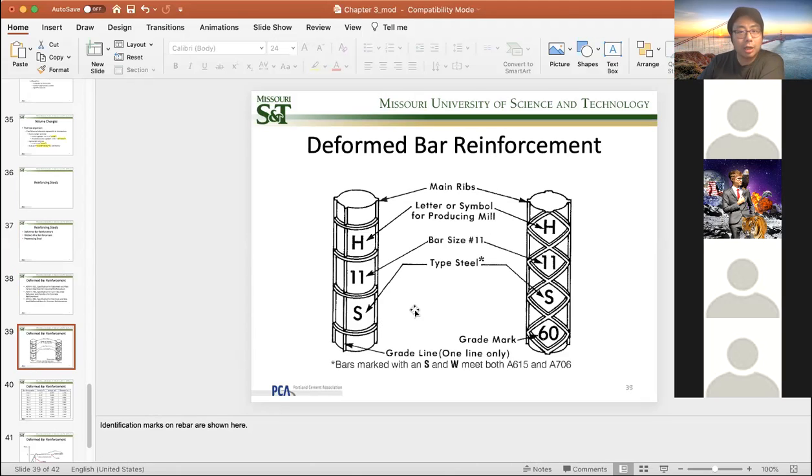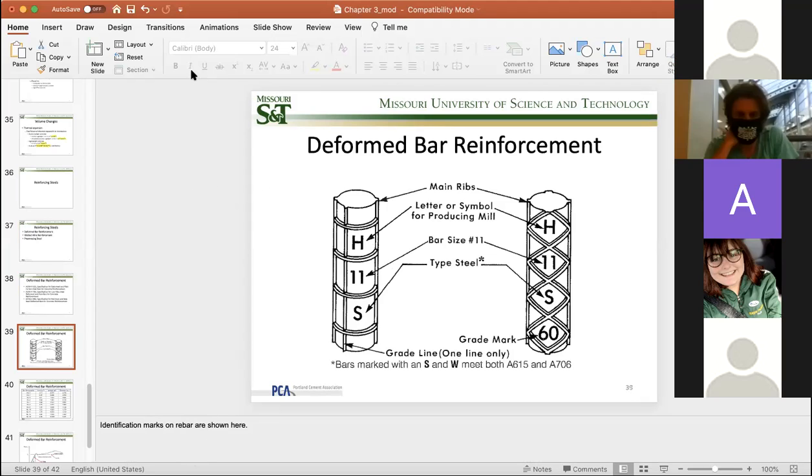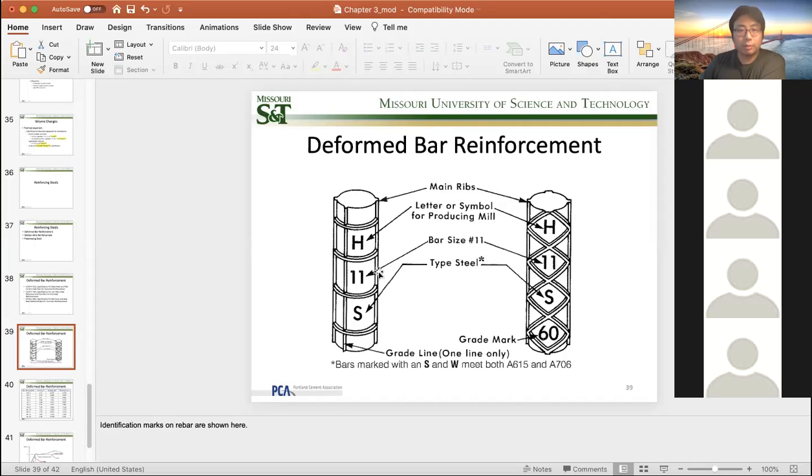But I want to talk about the reinforcement details, or these markings on the reinforcement. So let's take a quick look. On the rebar, you see these numbers.